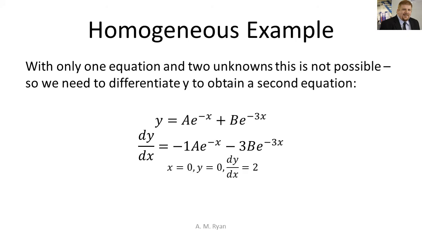We know our boundary conditions for this, that dy/dx is 2 when x is 0, so we plug those in. We get that 2 is minus a e to the 0 minus 3b e to the 0. e to the 0 is 1, and so we get this as a second equation in terms of a and b.